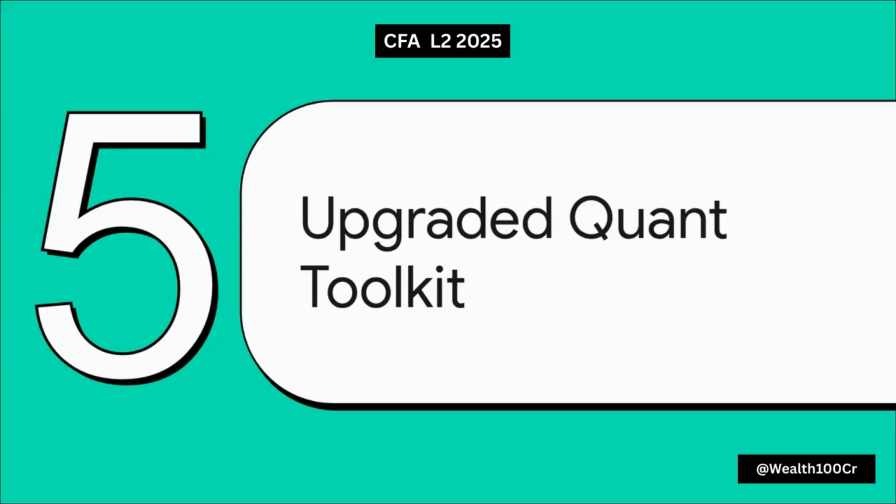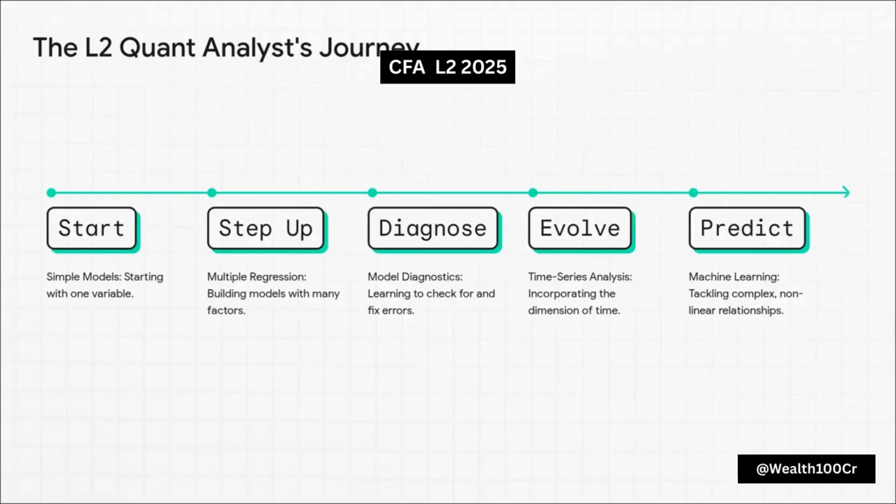All right, let's pull all of this together and take a look at the brand new, seriously upgraded quantitative toolkit you've built for Level 2. You can see the clear journey we've been on, right? We started by seeing the limits of simple models. Then we built powerful multiple regression models. Then, crucially, we learned how to play doctor and diagnose their problems. After that, we added the dimension of time. And finally, we peeked over the horizon at the world of machine learning.